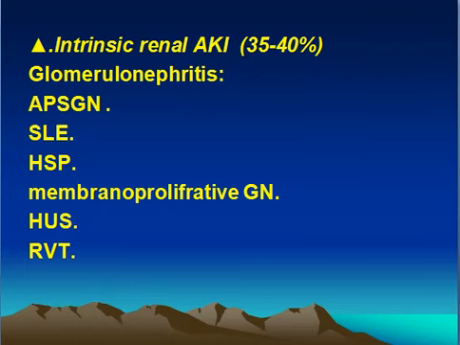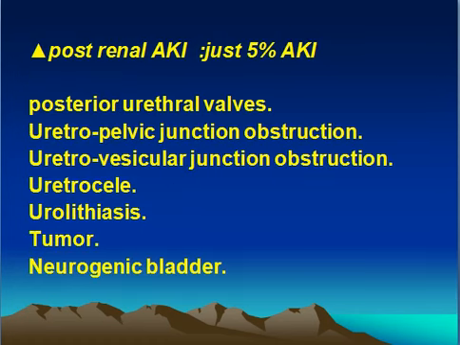Causes include glomerulonephritis, like acute post-streptococcal glomerulonephritis, SLE, Henoch purpura, membranoproliferative glomerulonephritis, in addition to hemolytic uremic syndrome and renal vein thrombosis. Third, post-renal acute kidney injury, in about 5% of the cases, and the causes include posterior urethral valve, ureteropelvic junction obstruction, ureterovesical junction obstruction, ureterocele, stones, tumor, and neurogenic bladder.